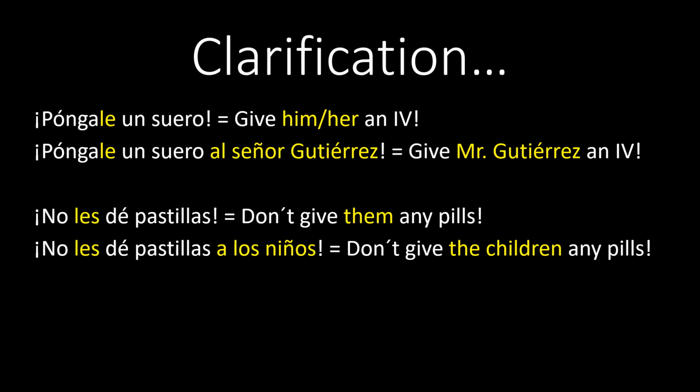Note here that you still keep póngale. Notice that you have le on the end of the verb, but also you clarify by putting in al señor Gutierrez. In the second examples, we have negative commands or negative requests. No les dé pastillas. Don't give them any pills. Well, les is not too clear as to whom you're talking about. So we can clarify it. No les dé pastillas a los niños. Don't give the children any pills. Notice that you have les before the verb dé, and you have put in a los niños, and now it's clear.